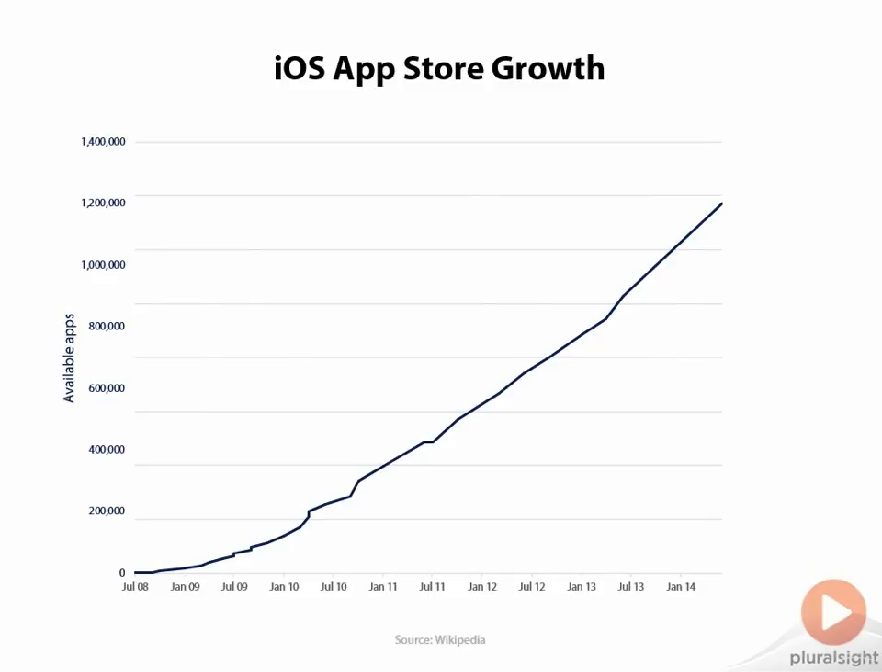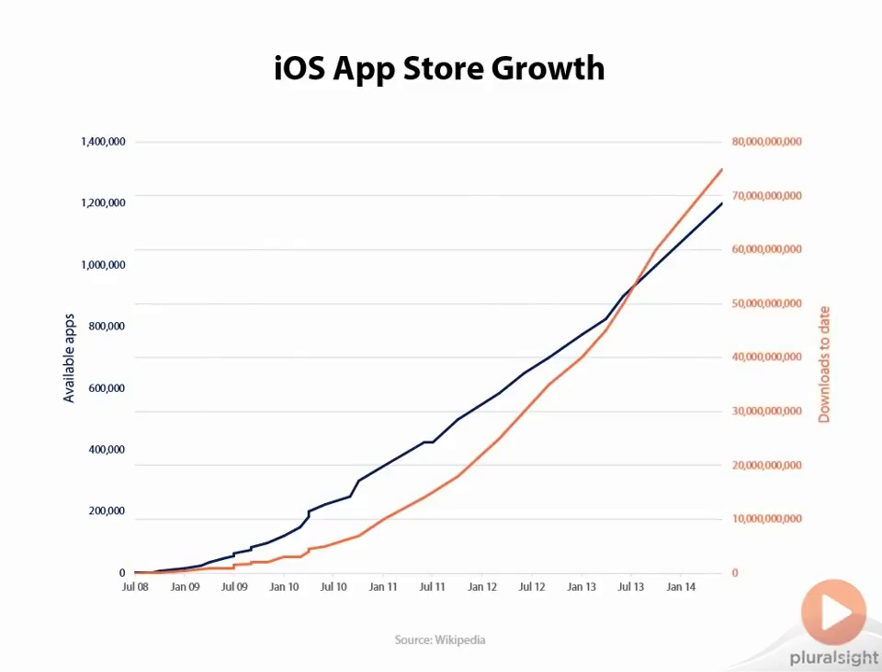Now, the number of apps is one thing, but the number of devices that these apps have made their way onto is really staggering. In fact, when we look at the figures, we can see that we're approaching 80 billion downloads of apps to date. Apparently the average mobile device today has somewhere between 40 and 50 different apps installed on it. And again, a significant portion of those are talking over the web.